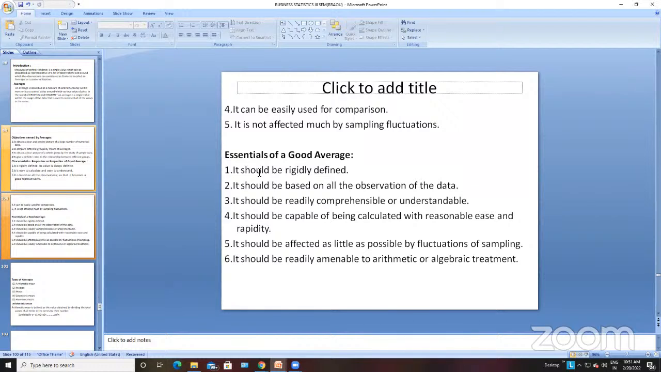Means what? Rigid means tough, it is not very tough, and it is always based on observation, and it is readily understood, and the calculation is also very easy, rapidly means very fast you can make it, and it is affected only a little by the fluctuations. Fluctuation means ups and downs, and it is very readily amenable to arithmetic or algebraic treatment.